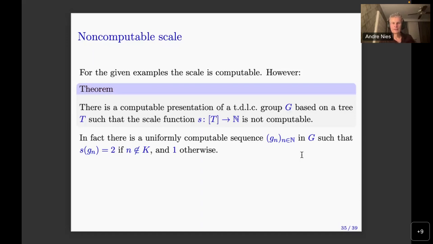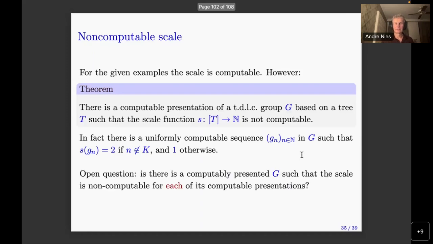It's still unknown whether this is really just one presentation of the same group, and maybe some other presentation has a computable scale. So we also want to ask as an open question whether I can make a G where each computable presentation has non-computable scale. This is, of course, representation dependent. Ideally, we want a unique computable presentation where this happens. Then it's inherently non-computable, where unique has a technical definition, which can be found near the end of the paper.